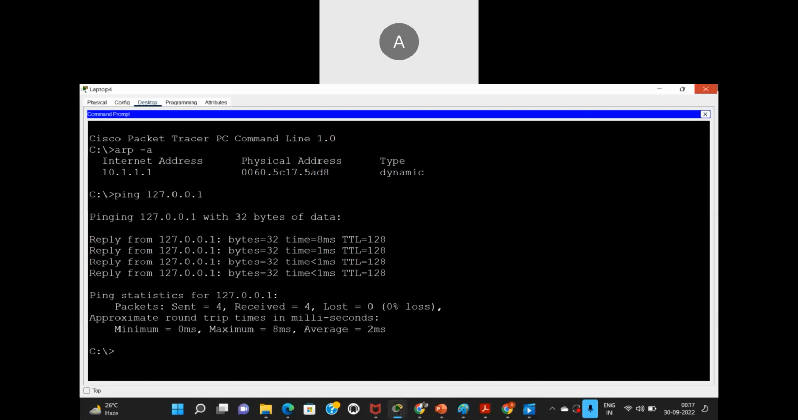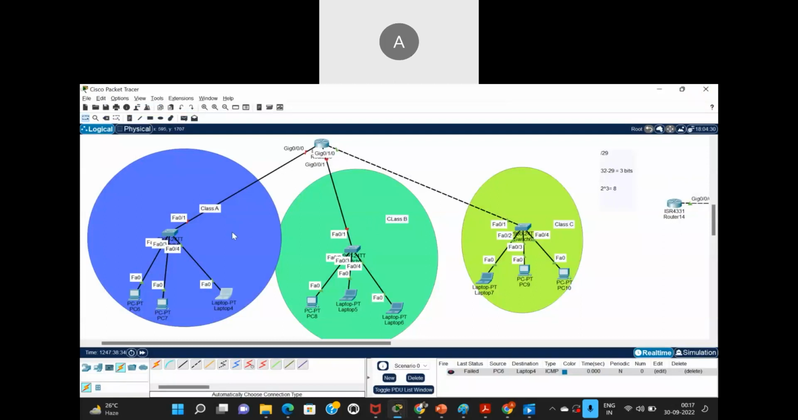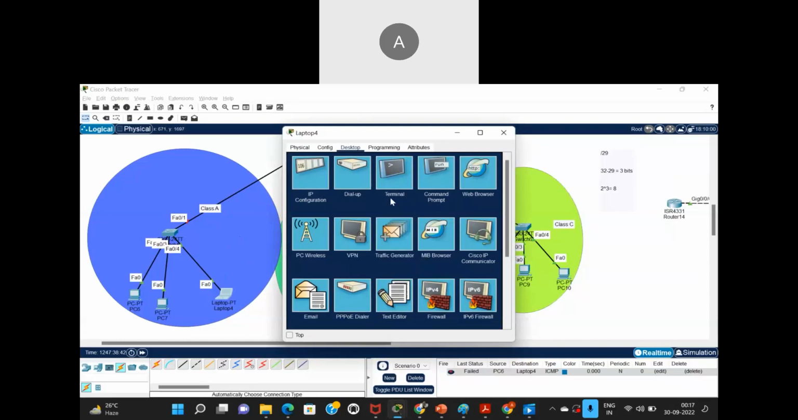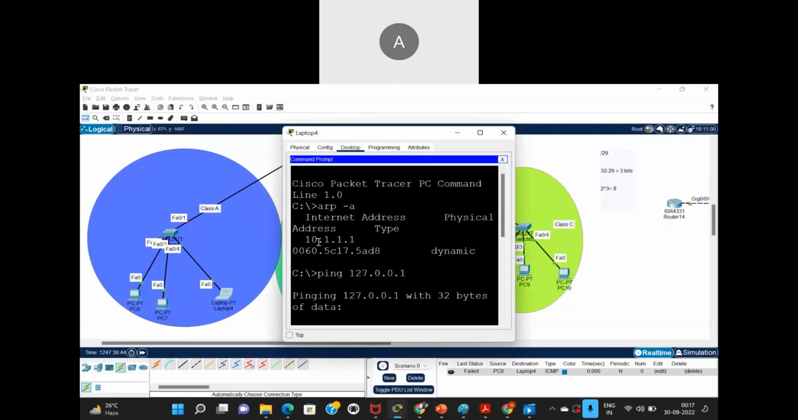Now, there is going to be a reverse ARP server in the network over here. Let's say there is a server and it maintains a table. For every MAC address, it has an entry of IP addresses.